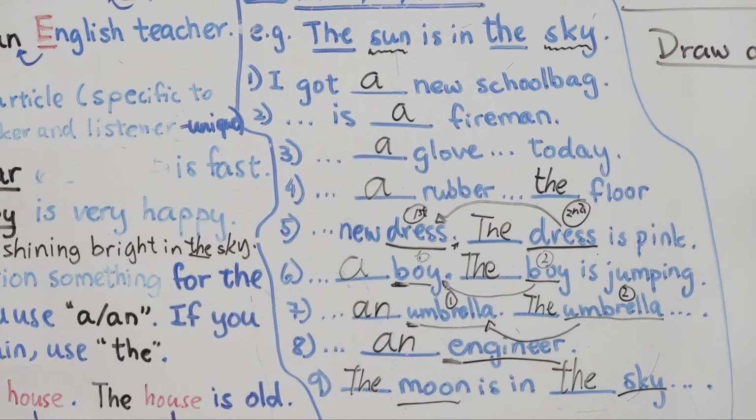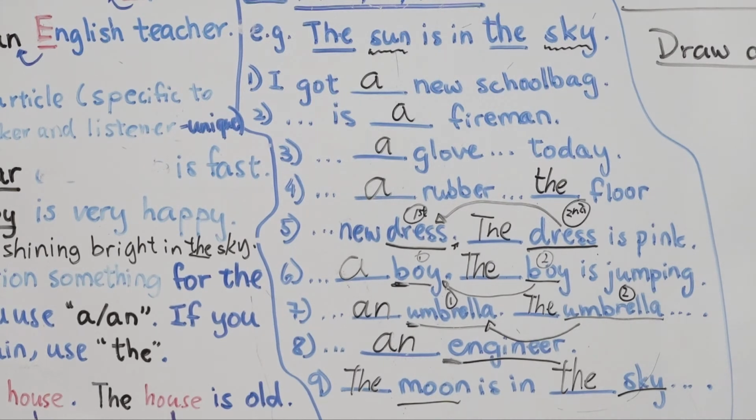Alright, so please check your answers. For question number 1, it's a new school bag. Question number 2, a fireman. Question number 3, a glove. Question number 4, a rubber and the floor. Question number 5, the dress. Question number 6, a boy and then the boy. Question number 7, an umbrella and then the umbrella. Question number 8, it should be an engineer. And question number 9, the moon is in the sky.